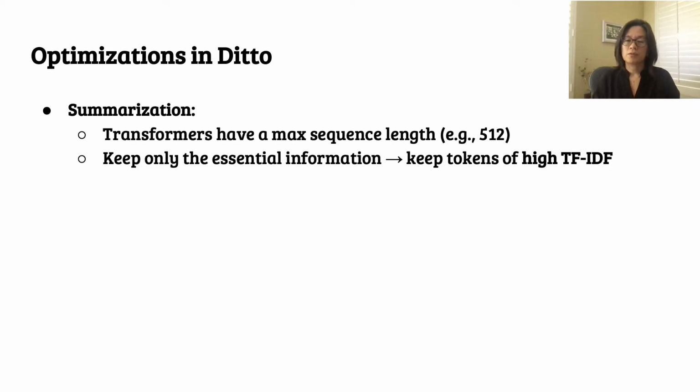The second optimization we do is summarization. This is because pre-trained language models have a hard limit on the length of the sequence they can input. So if the length of the sequence of two records happens to exceed the hard limit, a lot of the tokens will be truncated. In the case of entity matching, this means we won't be matching the two records correctly. To avoid truncation, we summarize the input sequence when needed. One simple summarization strategy is to keep only tokens with high TF-IDF, and this is what we have implemented in Ditto.